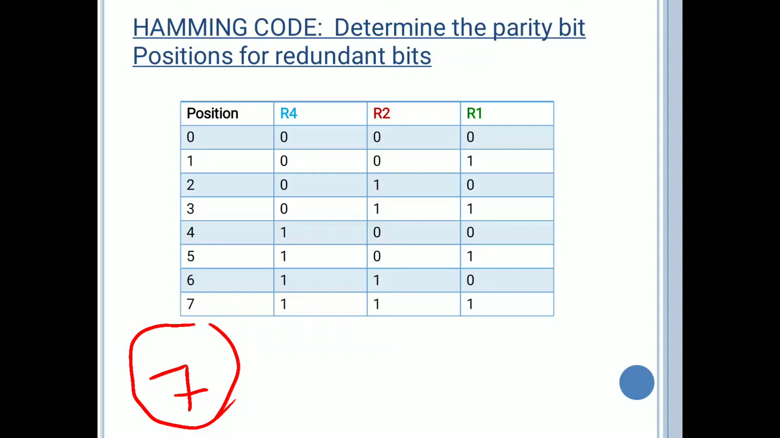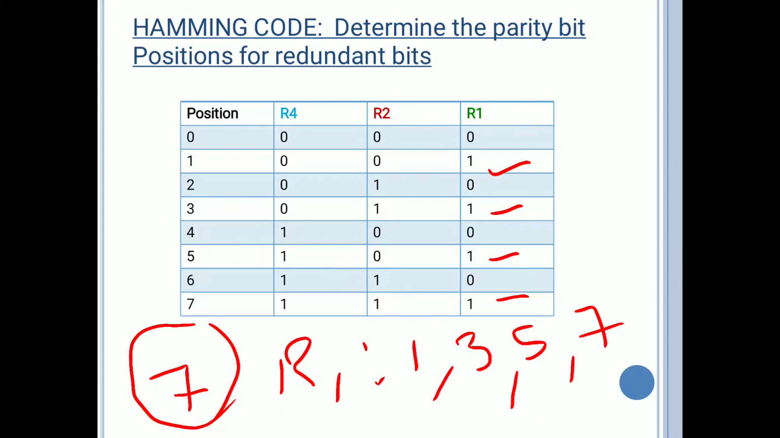Now we need to consider the ones in that particular position. For R1, to find the positions for the redundant bits, we need to consider all the ones, eliminate the zeros, and only consider where 1 is there. Now take the positions for R1. What are the positions of R1? 1 is at positions 1, 3, 5 and 7. So these positions 1, 3, 5, 7 are used to determine the parity bit positions for the redundant bit.